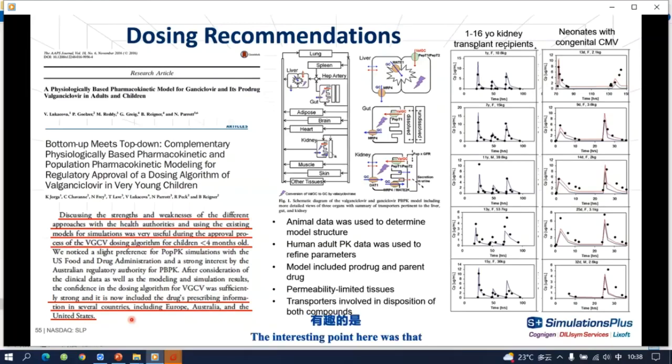The interesting point here was that different authorities actually had different views of the models. At that time, it seemed that the US FDA was a little bit more interested in the population PK model, but the Australian authority was more interested in the PBPK model. But again, it was this two-pronged approach which gave the company more confidence in going with those recommendations.